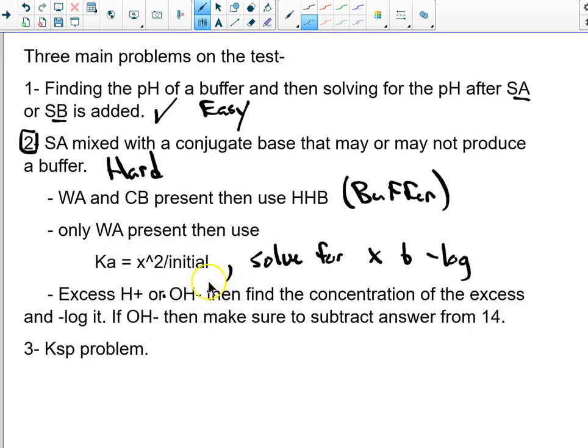Okay? So, then this, if you have excess H plus or OH minus, then you just find the concentration of the excess and negative log it. If OH minus is in excess, then make sure to subtract the answer.